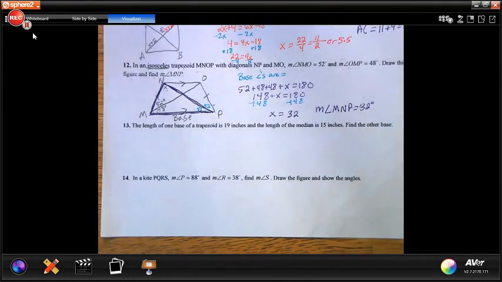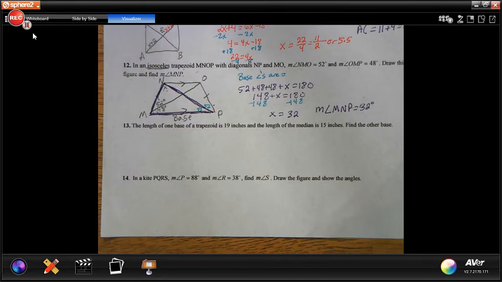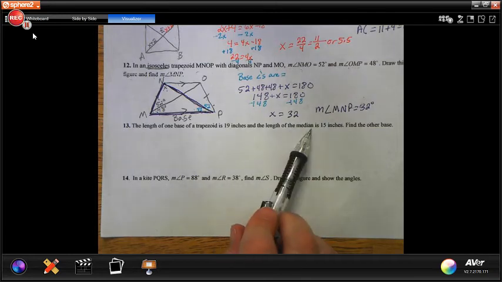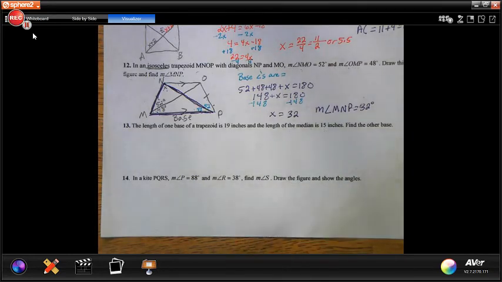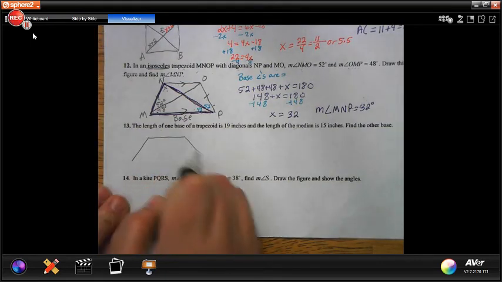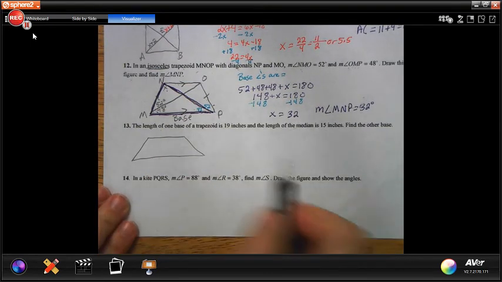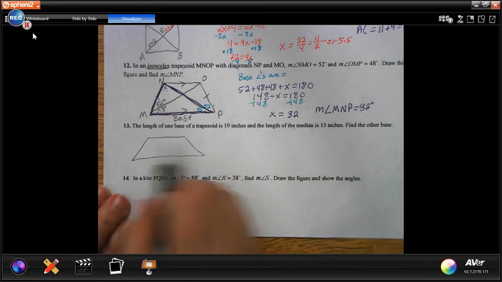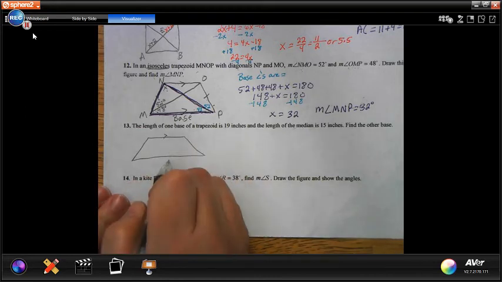Okay, number 13. It says the length of one base of a trapezoid is 19 inches. The length of the median is 15 inches. Find the other base. A lot of people have been struggling with this formula, so let me draw a trapezoid. It doesn't say it's an isosceles trapezoid, so the legs aren't equal, but we do need to have the parallel bases.